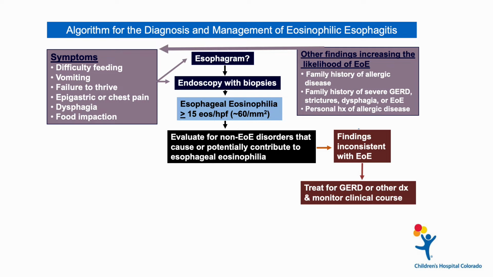At that point, we might want to obtain an esophagram to see if they have evidence of a stricture, because if they do, we might want to dilate them on their first endoscopy. Then we obtain an endoscopy with biopsies and see if they have more than 15 eosinophils per high power field. If they do, we rule out the other causes of esophageal eosinophilia, but if the findings are inconsistent with eosinophilic esophagitis, then we treat them for GERD or other diseases and monitor the clinical course.